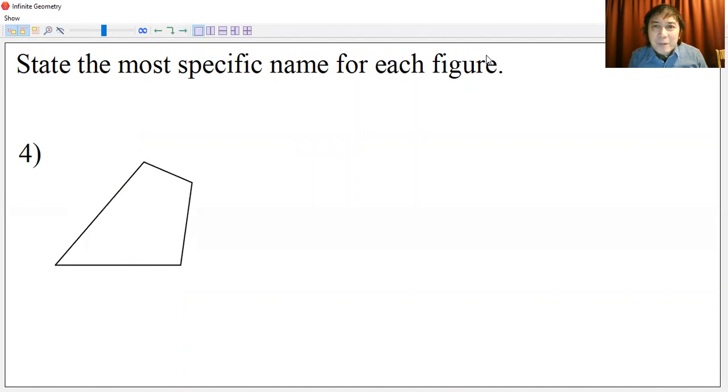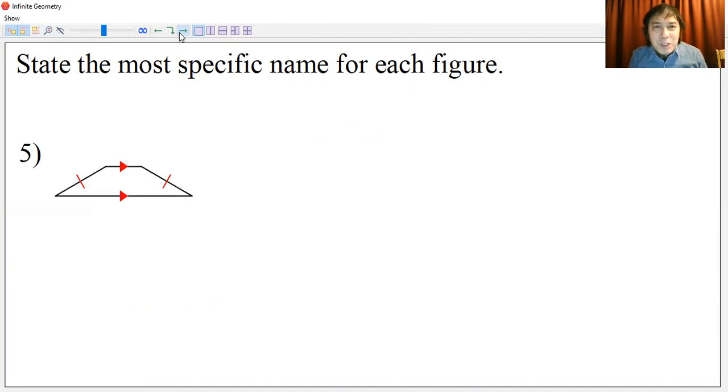Here's number 4. State the most specific name for each figure. Now, we don't have any regularity here. It's just 4 sides given. This must be the general quadrilateral, or simply quadrilateral. So our answer here is quadrilateral. Okay, check. It's a quadrilateral. All right, so let's proceed to number 5.